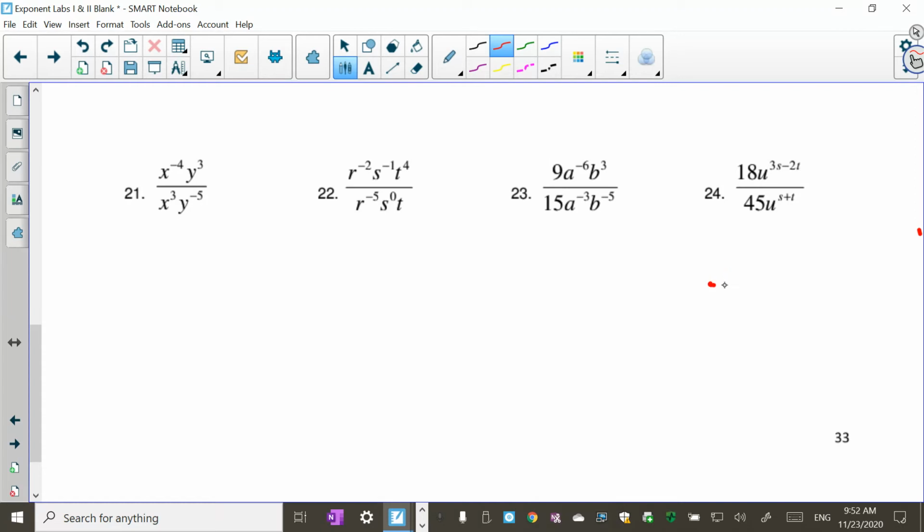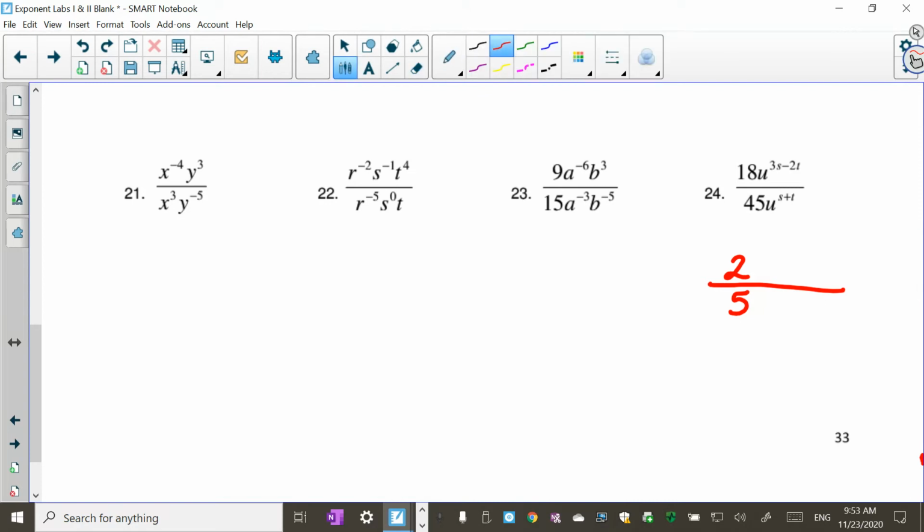So if you look at this one right here, I have the numbers 18 over 45. If I put that in my calculator, or say, you know what, 9 goes into both of those. 9 goes into 18 twice. 9 goes into 45 5 times. That reduces down to 2/5. Or you can put that in your calculator. Now the u's, just to remind you, the u's are the same base.